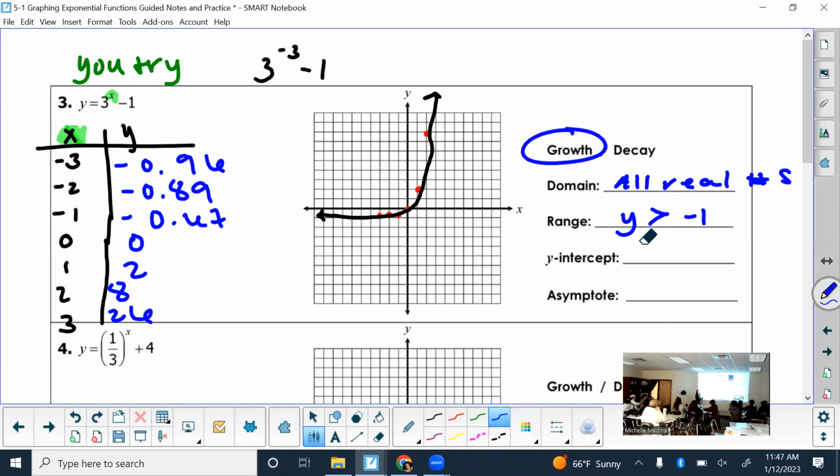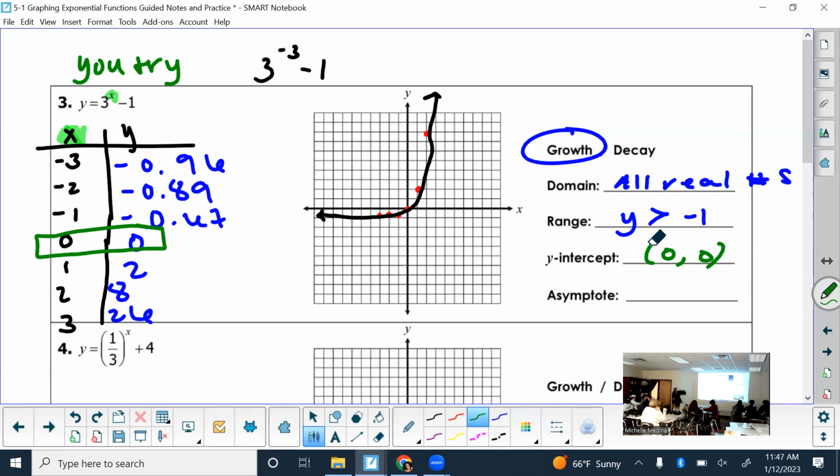Good? Okay. What's my y-intercept? 0. That's where it crosses on the y-axis. It's also where x is 0, so you can see it from your table really easily too.